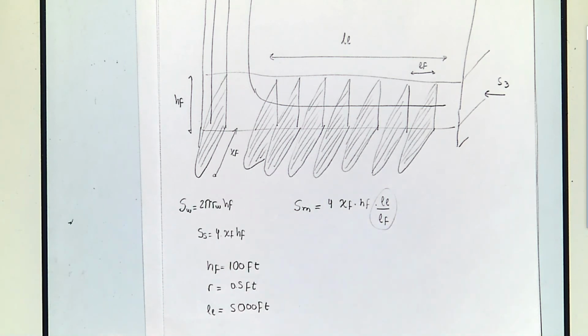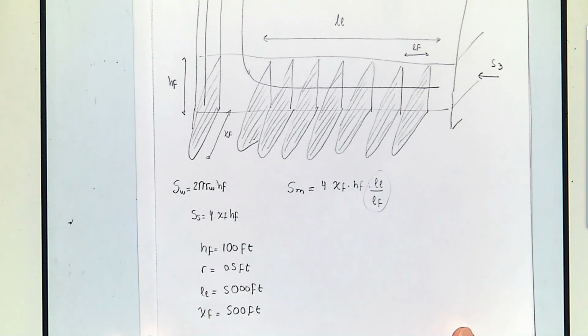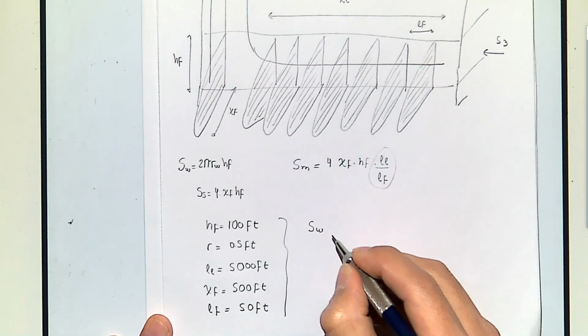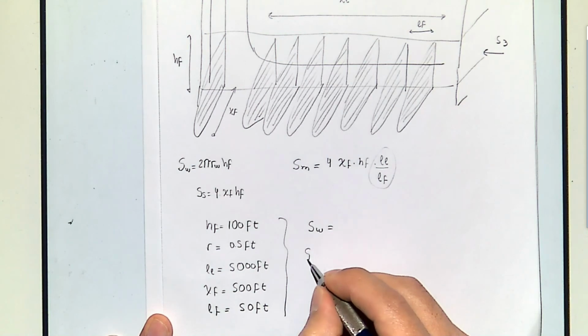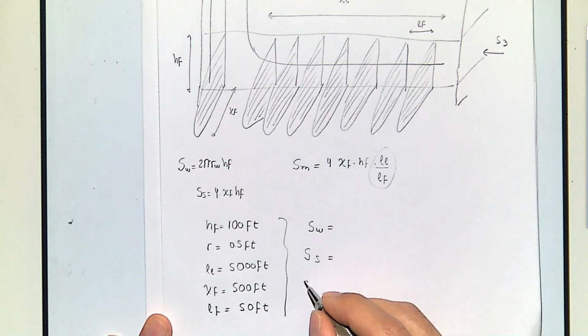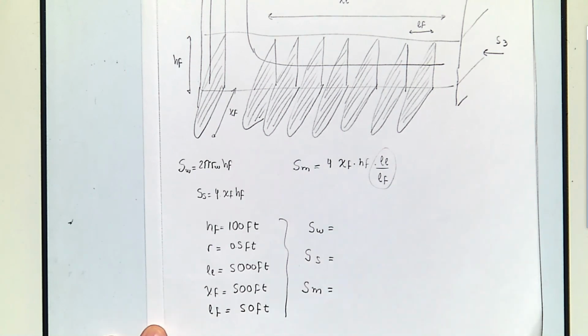And that's not too long. Some wells get to 10,000 feet easily or more. We're going to design these fractures to have 500 feet of fracture half length, and last, the spacing between the fractures is going to be 50 feet. Can you calculate these three values? The area of a single wellbore, the area of a single fracture, and the area of multiple fractures.